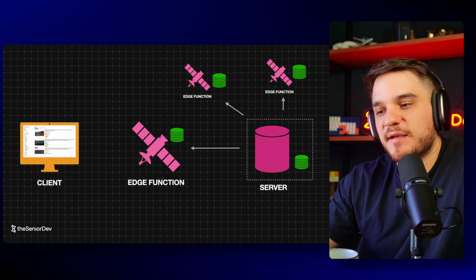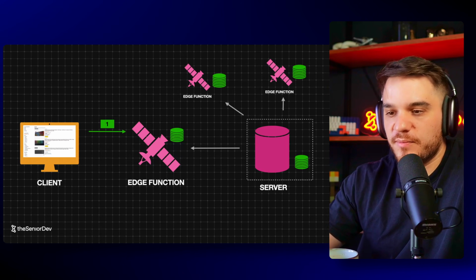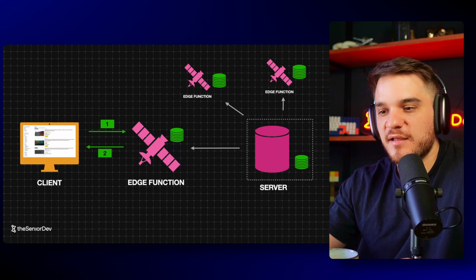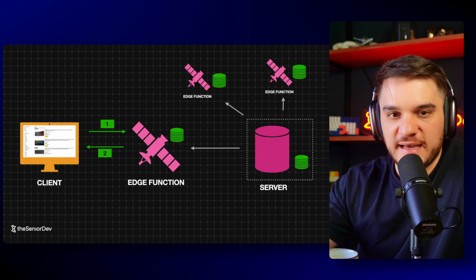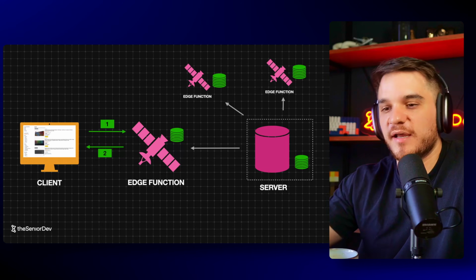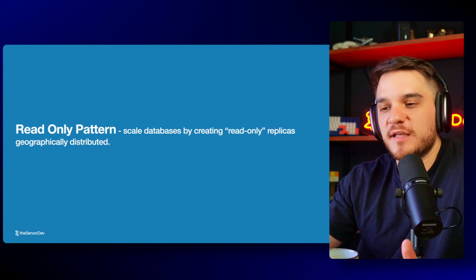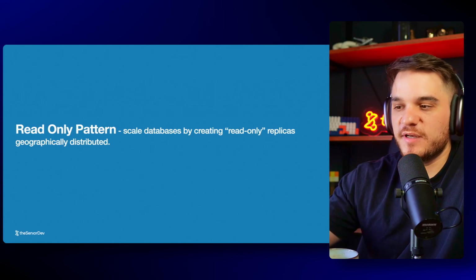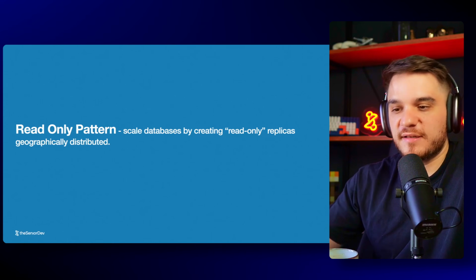And so in this new setup, the client will go to the edge function, which will pre-render and give back the pre-rendered HTML. And that's when you get blazing fast performance, even for applications that have a lot of static assets and a lot of state, like e-commerce. And I did mention the read-only pattern, which would basically mean that you can scale your database by creating those read-only replicas that are geographically distributed.